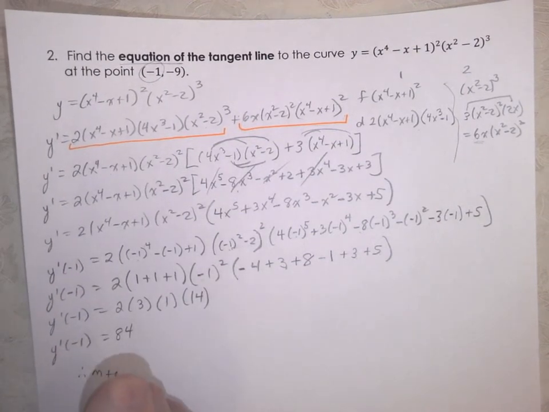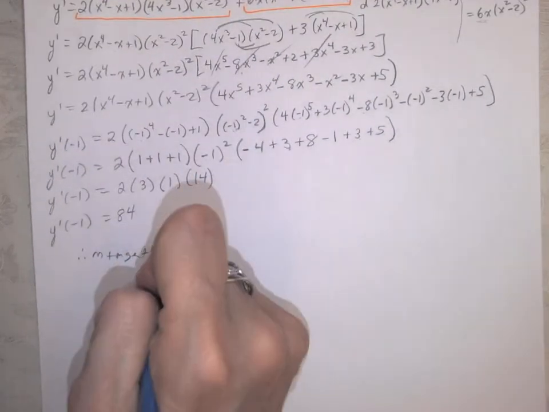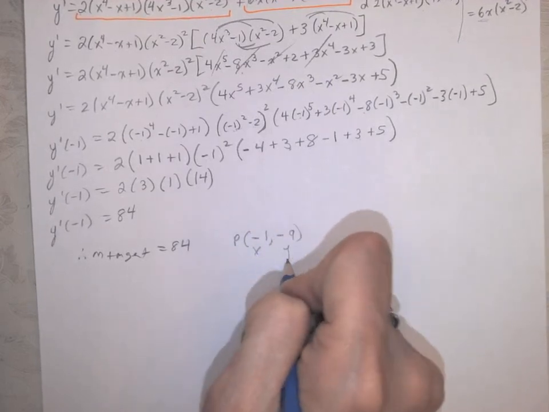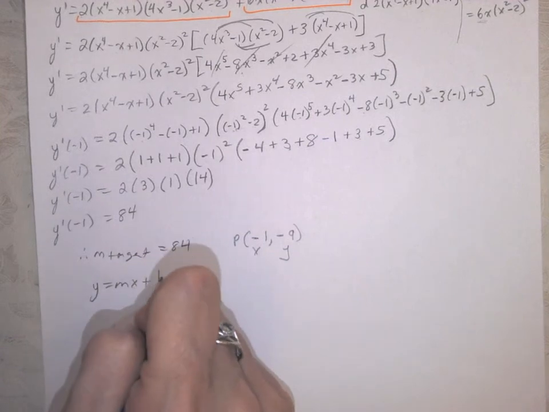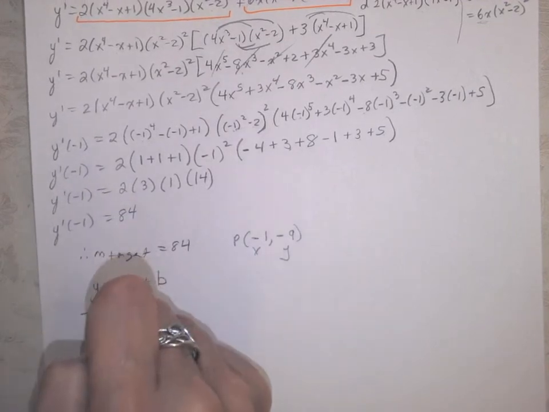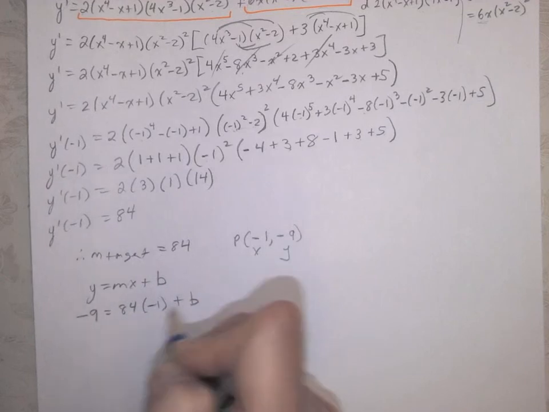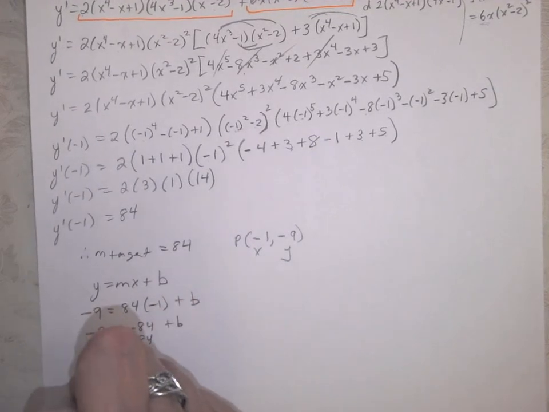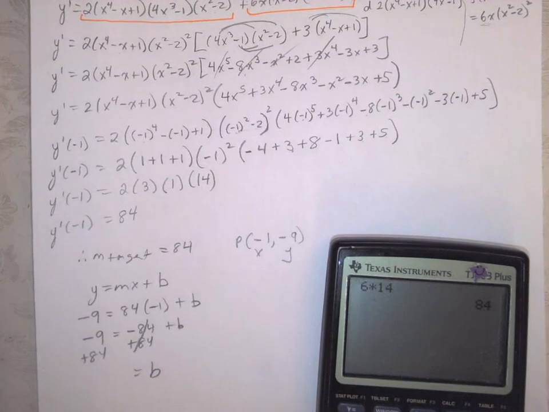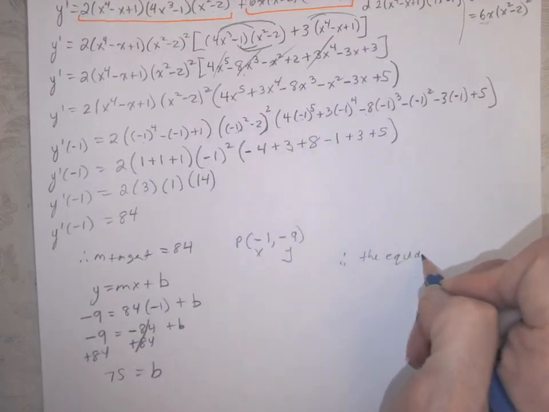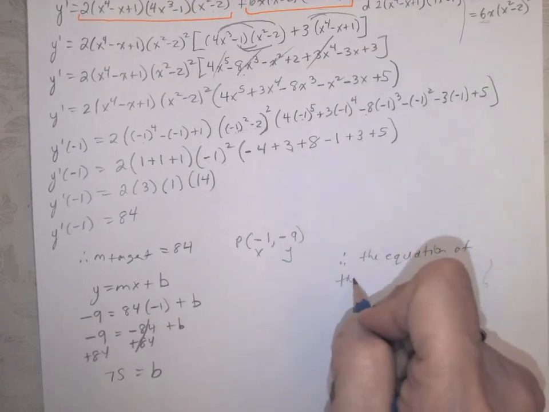So we know m tangent is 84, and we also know we have the point -1, -9. So we can use y equals mx plus b to find the b and then get the equation of the tangent line. Negative 9 equals 84 times negative 1 plus b. b equals 75.